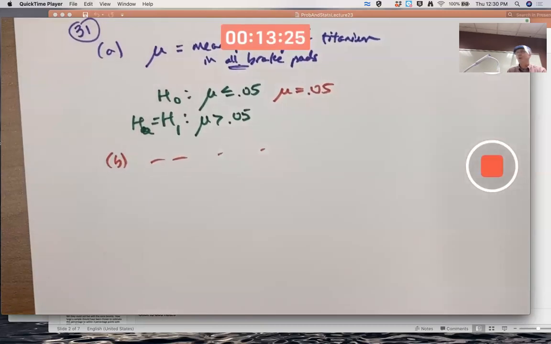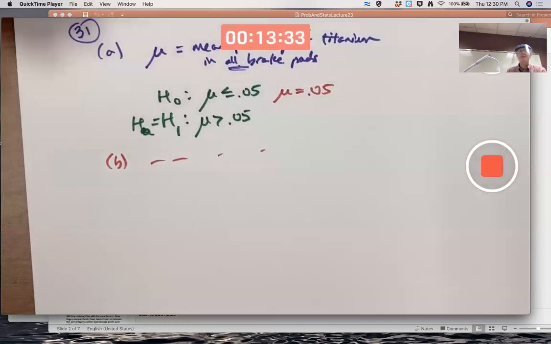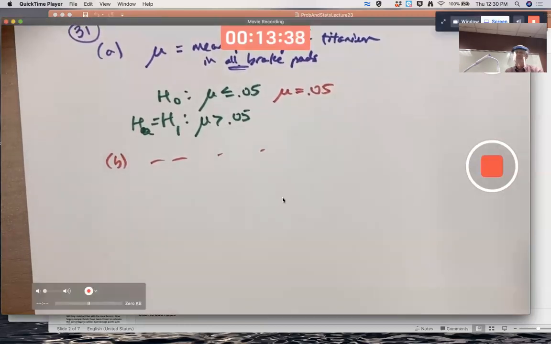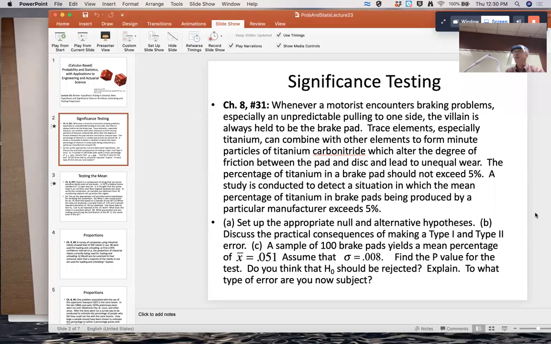Both type 1 and type 2 errors are not good. They're errors. They're not math errors. They're errors in decisions that you make to reject the null or not. Stop me if you want me to clarify anything, by the way. This is hard stuff to get your mind around at first here.